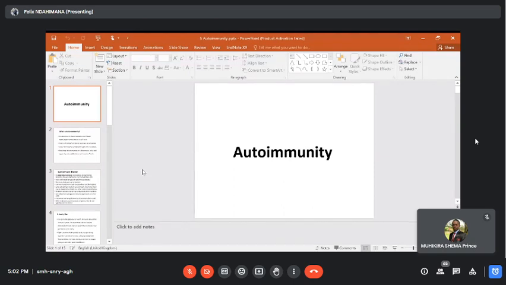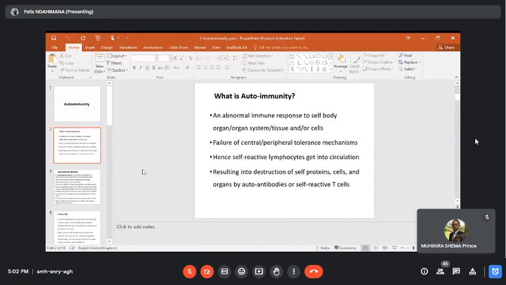Okay, go on. So autoimmunity, as the name says, there is an immune response against our own cells, against our own organs, against our own tissues. So it doesn't happen normally. It's not a normal process in our body. It's just a disease. It's a problem.